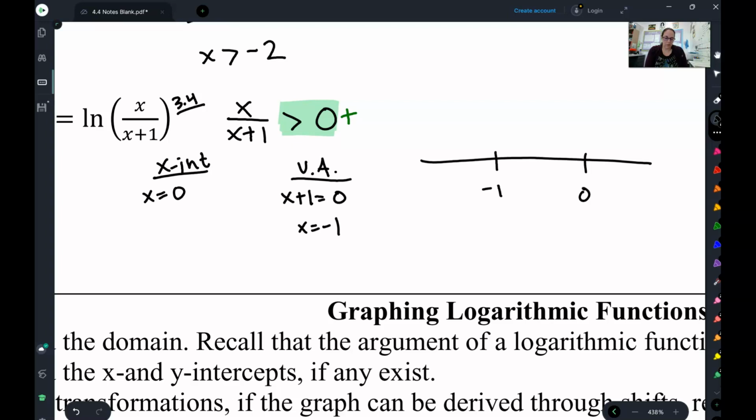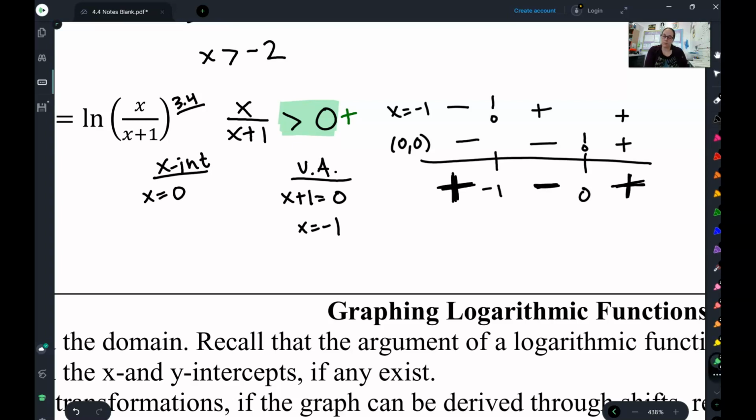So I have -1 and 0. And now I can do my number lines. So this is a positive section, negative section, positive section. I am looking for my positive sections. So these positive sections right here are my domain.